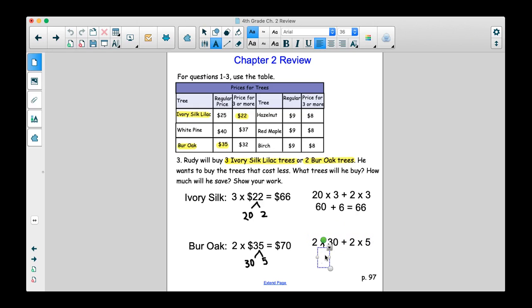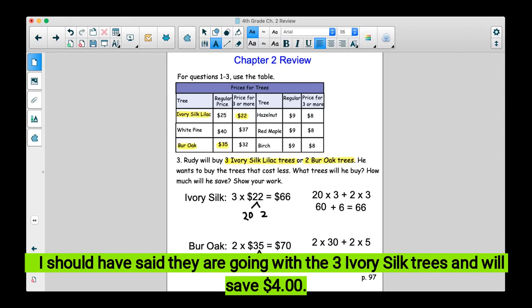Okay, 2 times 30 is 60. And 2 times 5 is 10. And that would make a 70. 60 plus 10 is 70. All right, so now we know that the bur oak costs 70 and the ivory silk costs 66. So we know for sure that they are going to go with the 2 bur oak trees.